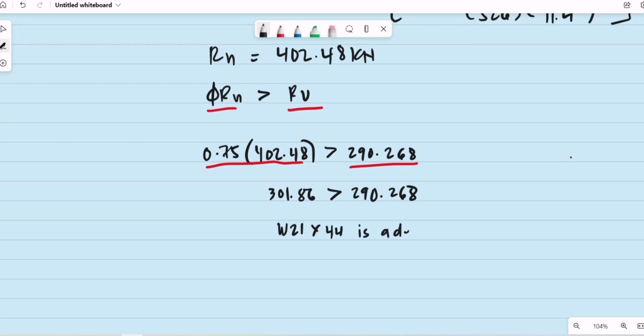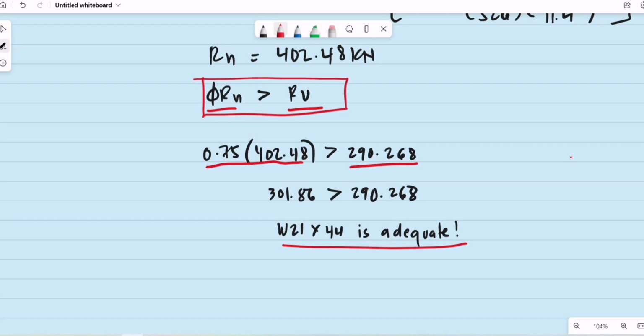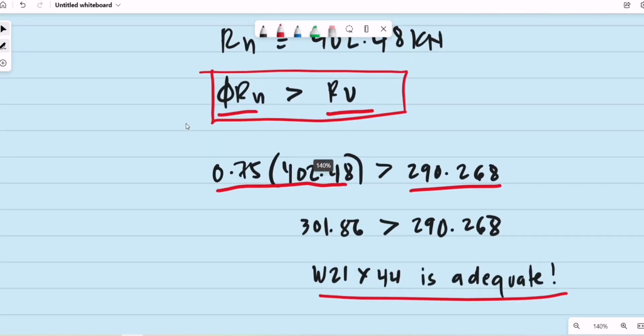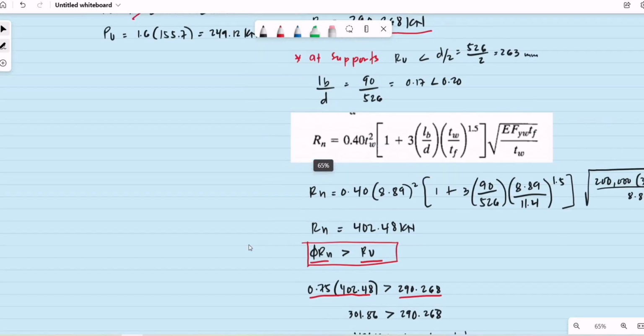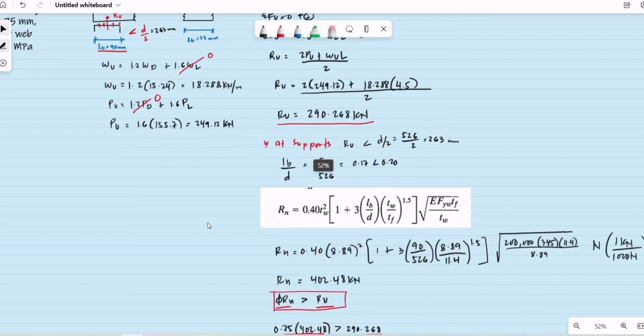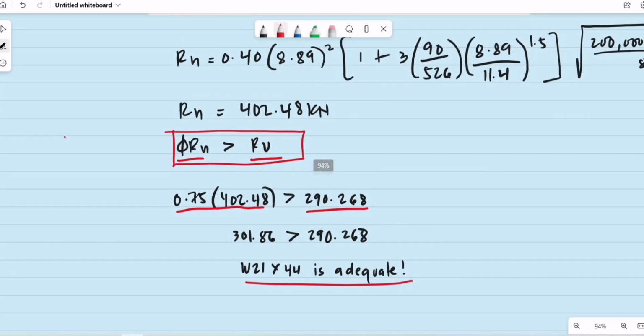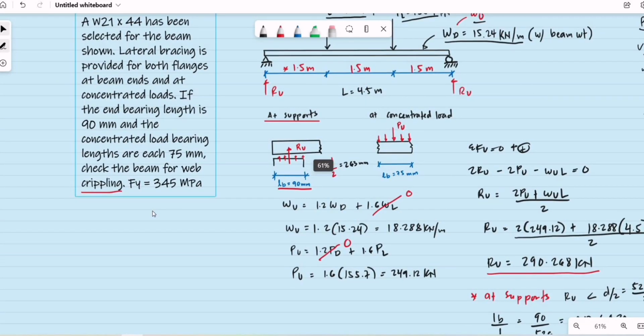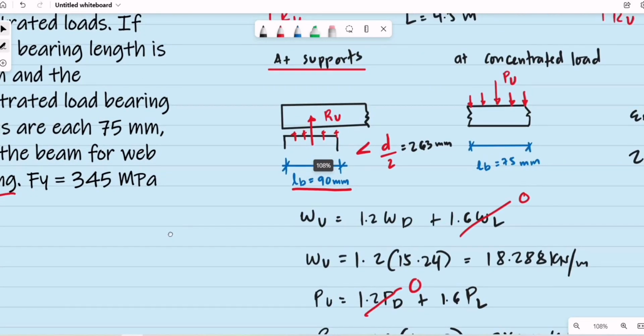Okay, when it comes to the web crippling at supports, we satisfied this condition, that the φRn, the capacity, is greater than the actual concentrated load at supports, using the LRFD method. So we can conclude that there will be no web crippling at supports.